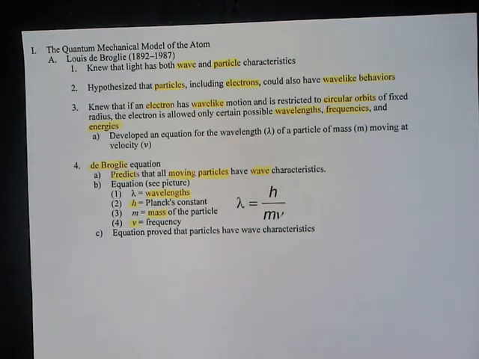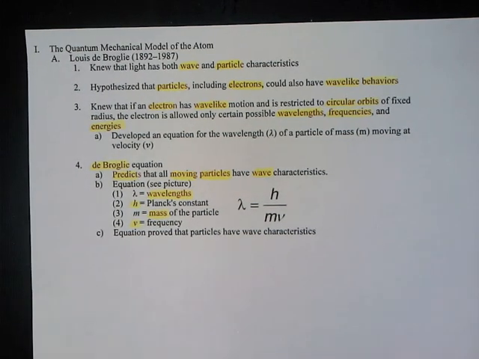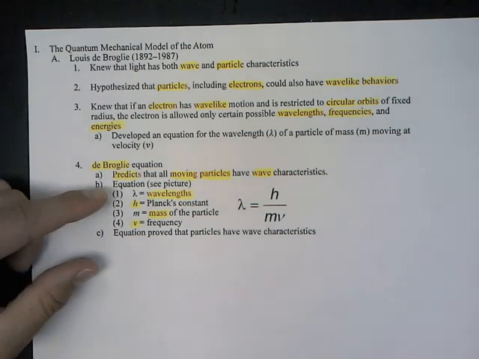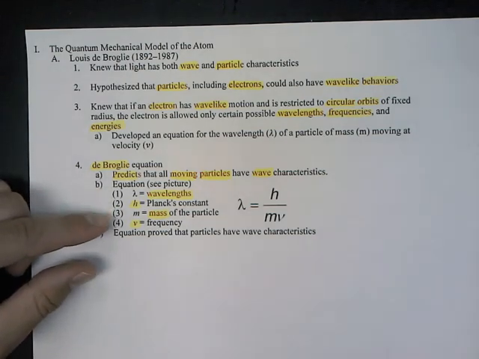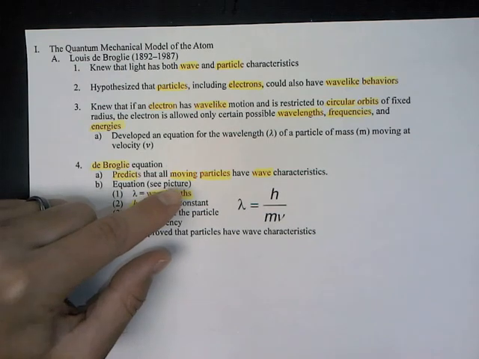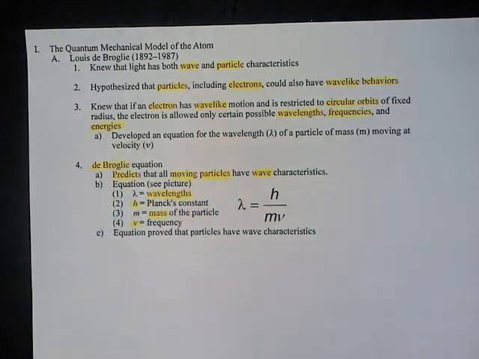And they did this through a series of mathematical operations where they meshed multiple formulas together that they already knew about light, and they included some information they knew on the electron and the atom. So we get to the de Broglie equation. And this was the math that actually predicts how particles have those wave characteristics or move like a wave.